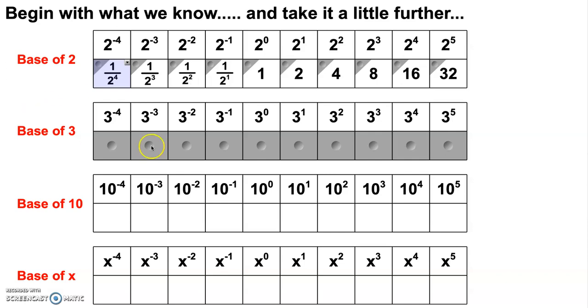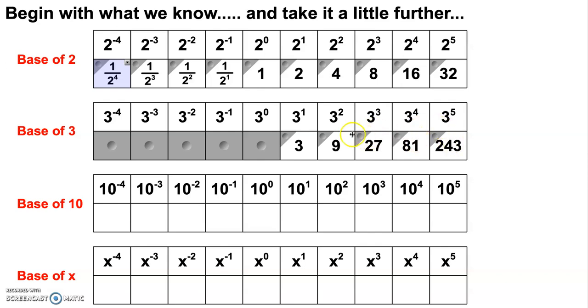Let's take a look with a base of 3. We'll start out with 3 to the first power is just 3. If we multiply times 3 again, which is 3 squared, we get 9. Times 3 again, we get 27. Times 3 again, we get 81. Times 3 again, we get 243.